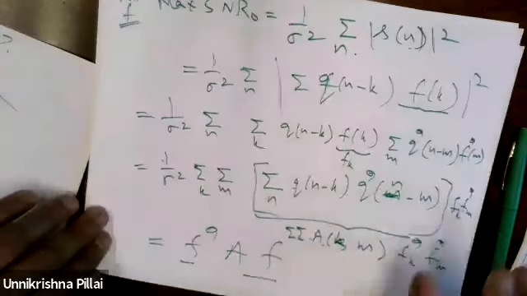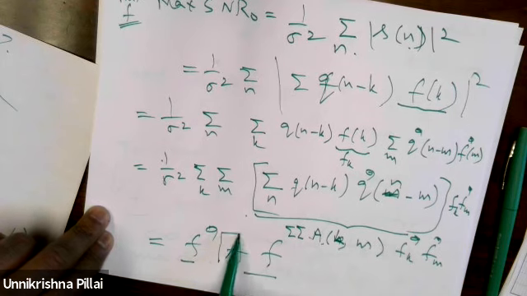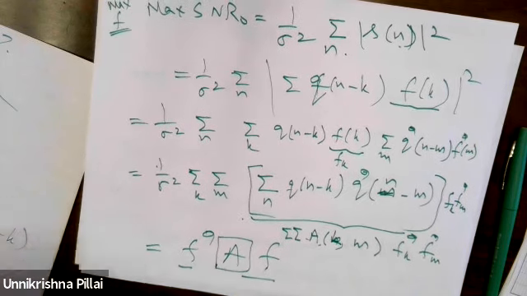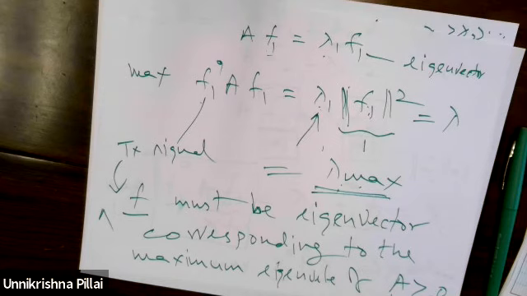You wanted to maximize this quantity. So immediately we know that F should correspond to the eigenvector corresponding to the largest eigenvalue of capital A. That's a nonlinear solution, and that is the correct solution.